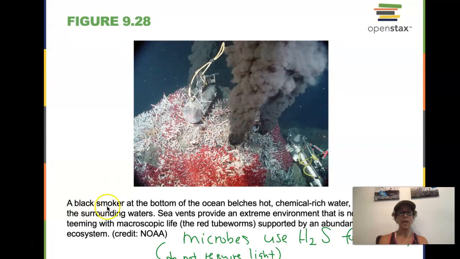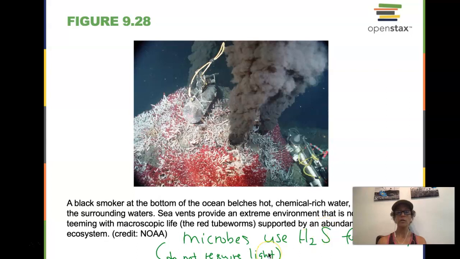This depicts a black smoker at the bottom of the ocean. Super hot, like near boiling temperatures, because of the extreme pressure at the bottom of the ocean. There are a lot of very good chemicals down there, and they provide a very extreme environment that most of us would think there's no possible way there'd be life down there. However, there is a lot of variety of life. We see, looks like some sponge corals around here that are growing just fine, and the microbes that are down there use hydrogen sulfide for energy.